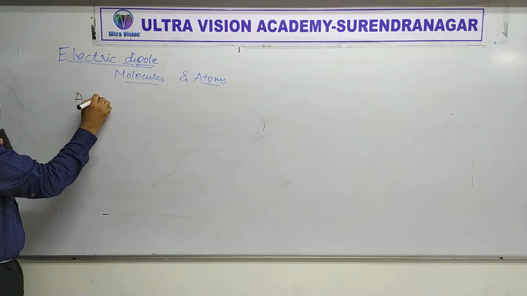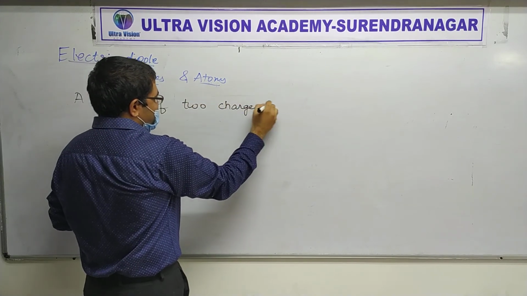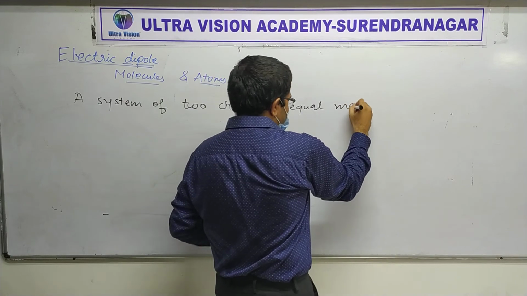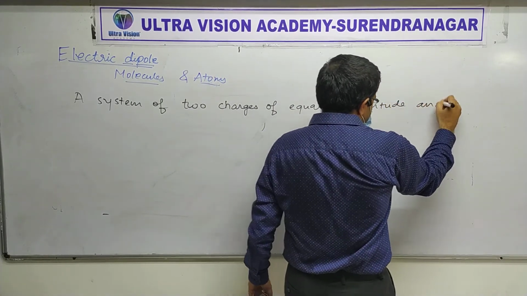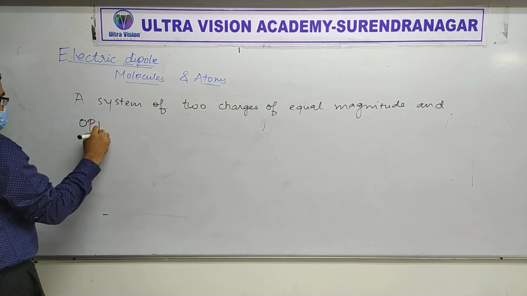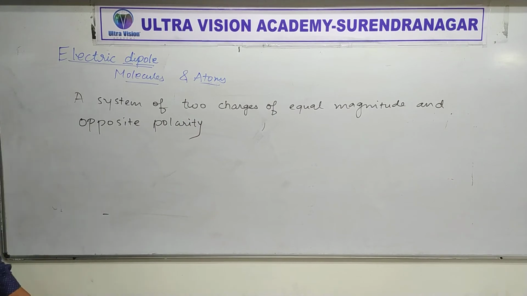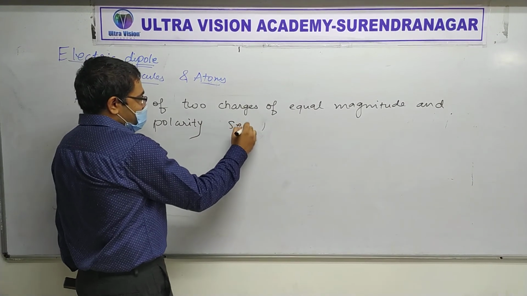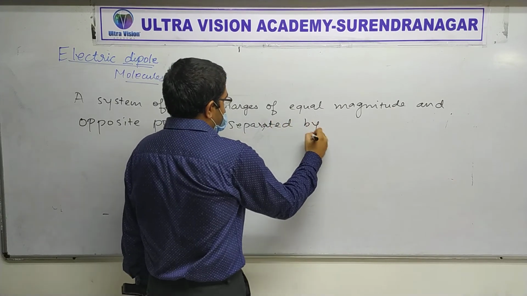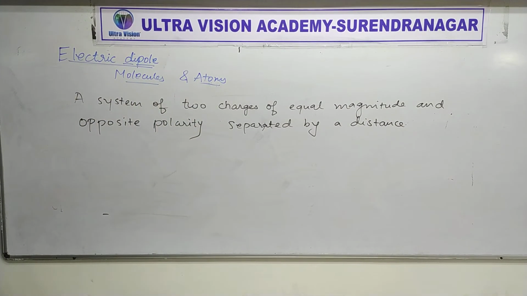It is a system of 2 charges of equal magnitude and opposite polarity, separated by a distance. This is called an electric dipole.